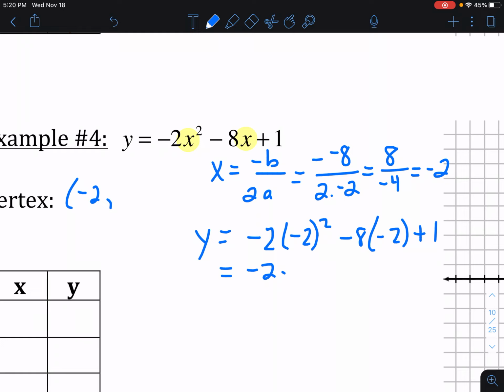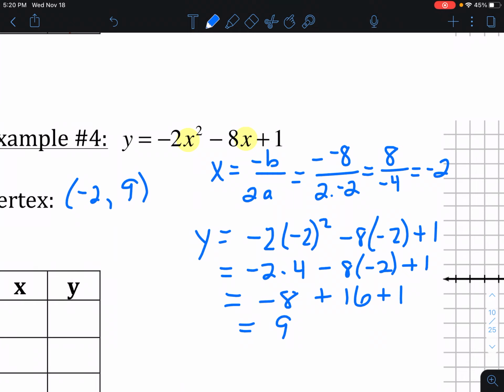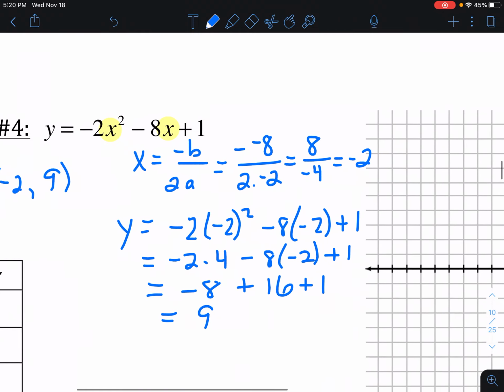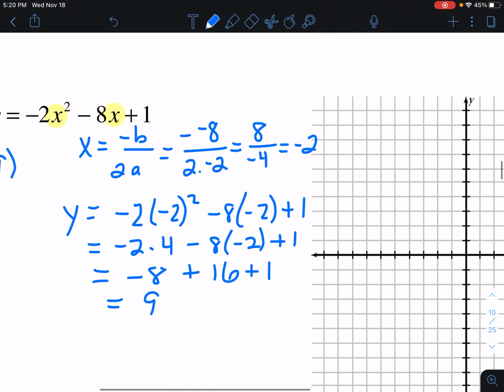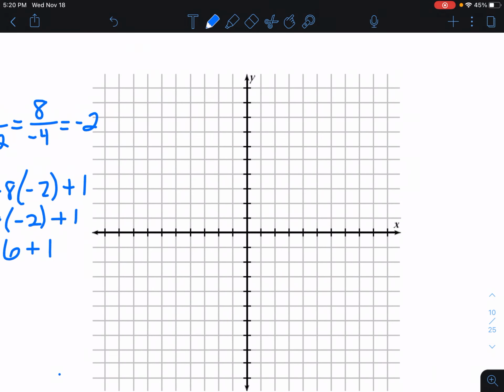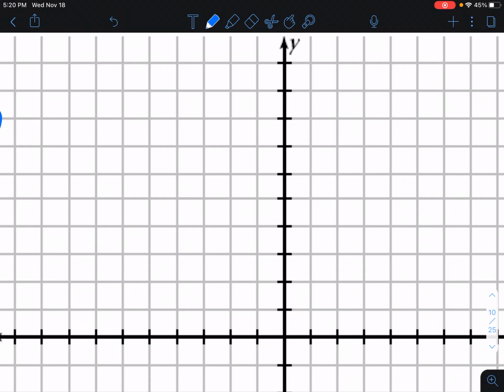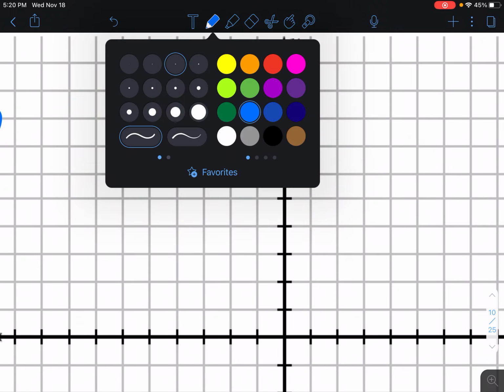So it'll be negative 2 squared is 4. So exponent, then you can multiply, and then you can add 8 and 1, 9. So the y coordinate is 9. So I got my vertex. Now I'm going to graph that, negative 2, 9. Now I'm going to go to my axis of symmetry and draw my invisible vertical line.